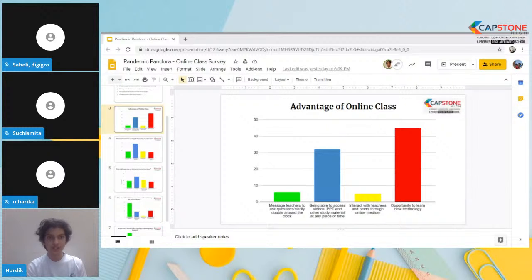So, we can conclude that physical and virtual learning may be different, but it's always better to learn something new. And the COVID-19 situation has given us the opportunity. As the saying goes, every cloud has a silver lining. Now my friend Niharika will take you through the rest of the presentation.